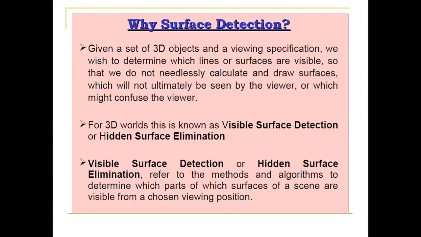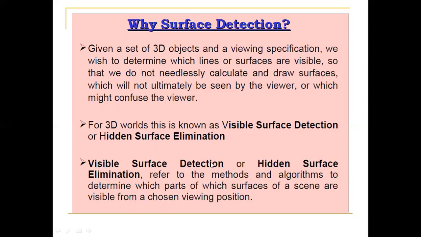For the 3D world, this type of surface detection is known as visible surface detection, or it is also called hidden surface elimination. Sometimes in the exam, a question will be asked to explain hidden surface elimination and the different methods used in it, right? So both mean the same. Either you are detecting the surface which is visible, so it is called visible surface detection, or you are trying to eliminate the surface which is hidden, so it is called hidden surface elimination.